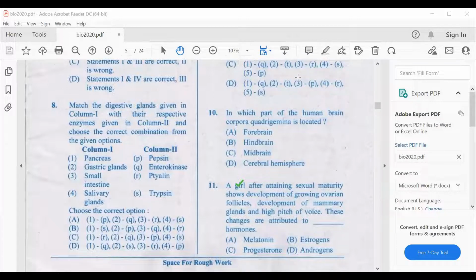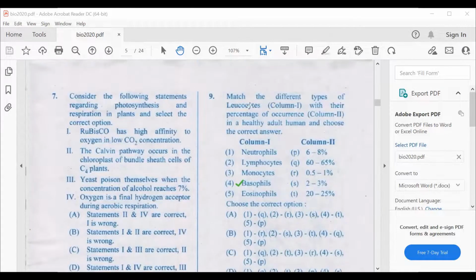So here the right answer is: 1, pancreas codes for trypsin. Then second, gastric glands codes for pepsin. Then third, small intestine codes for enterokinase. Then fourth, salivary gland codes for R, that is ptyalin. So this is a correct answer. Option B is the correct answer. Almost all of you answered it as option B only, right? Good going.